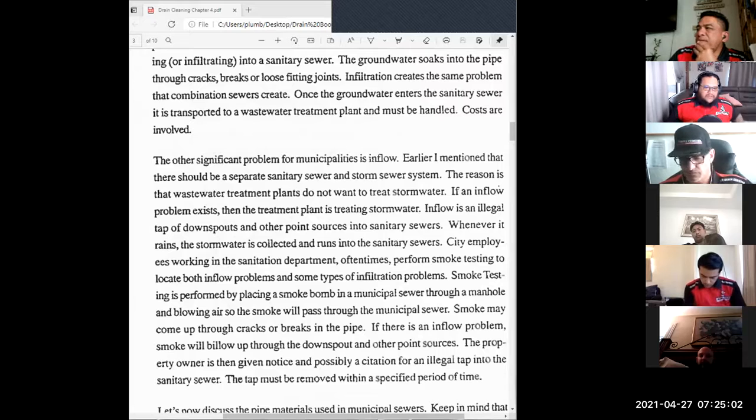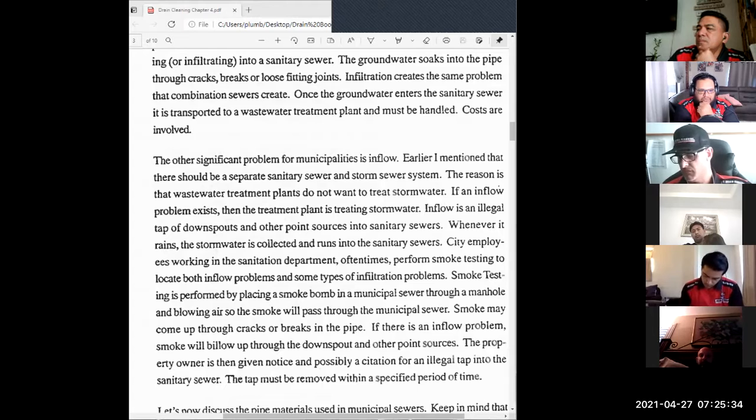And then we move on to what they call inflow. I mentioned earlier that there should be a separate sanitary sewer and storm sewer system. The reason is the wastewater plant does not want to treat stormwater. If an inflow problem exists, then the treatment plant is treating stormwater. Inflow is an illegal tap of downspouts or other point sources into sanitary sewers. Whenever it rains, the stormwater is collected and runs into sanitary sewers.